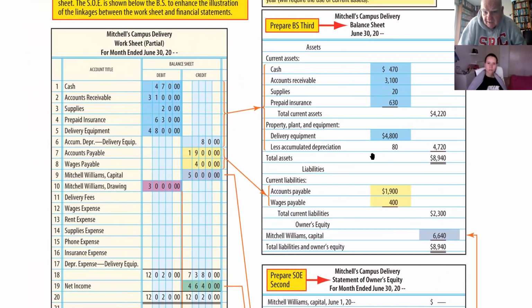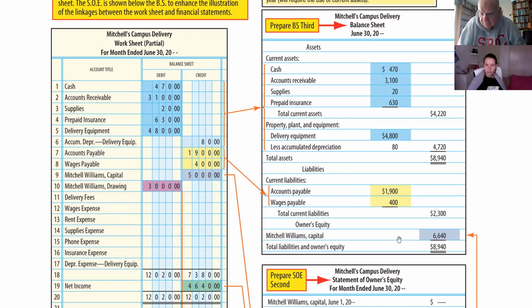Where did we get every single one of these numbers with the assets? You see, right from here. They're nicely lining up blue and blue. And then we have the accumulated depreciation, which is a contra asset account, as you know. Thus, it has to be subtracted on here. And now we're ready for the liabilities. Well, we only had two liabilities, 1900 and 400. So there we go.